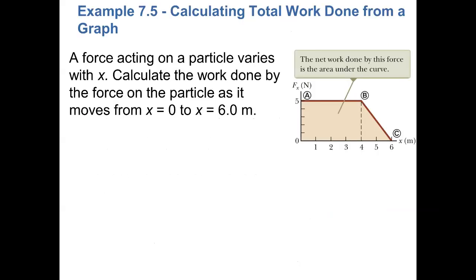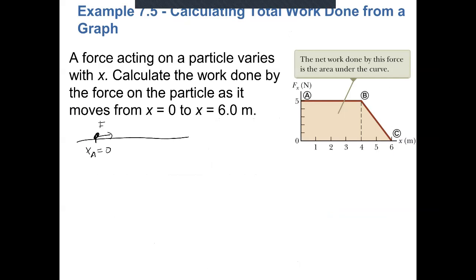All right, so let's look at this. A force acting on a particle varies with x. Calculate the work done by the force on a particle as it moves from x equals 0 to x equals 6 meters. That means we have a particle, and you can see right here's a particle at x equals 0, and this is our position A. Here's the particle, and there's a force acting on it.